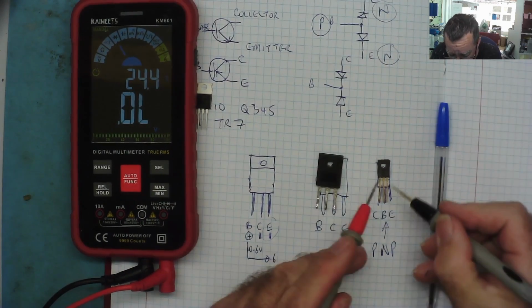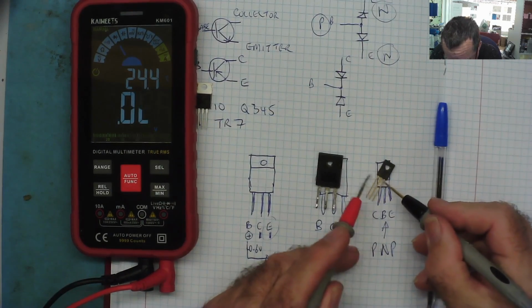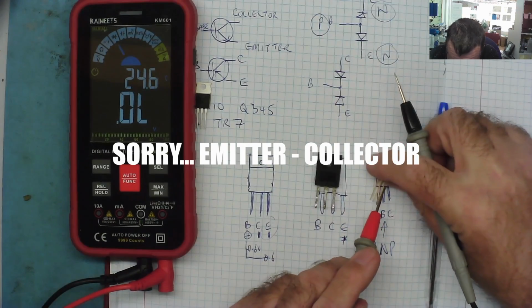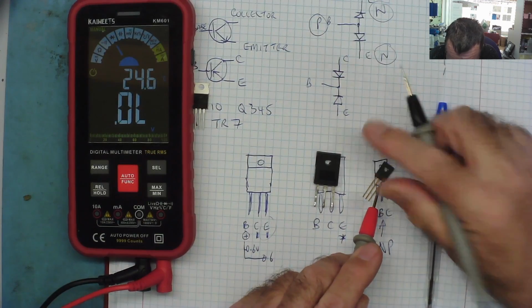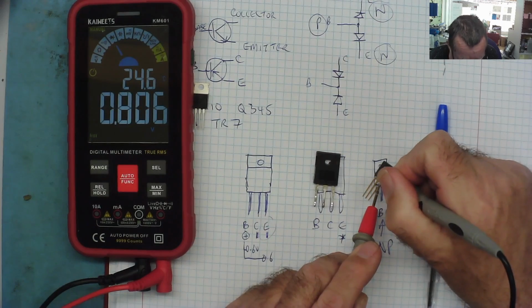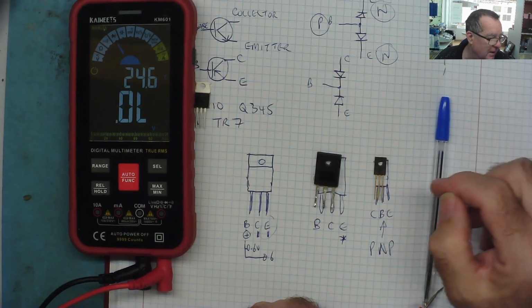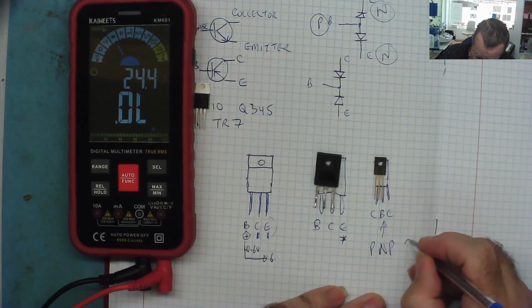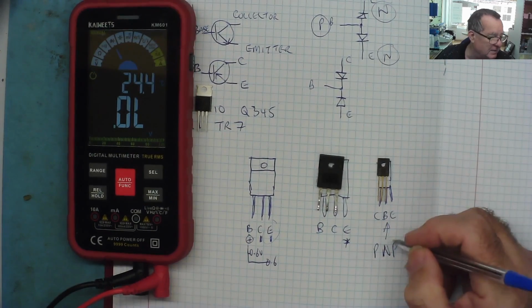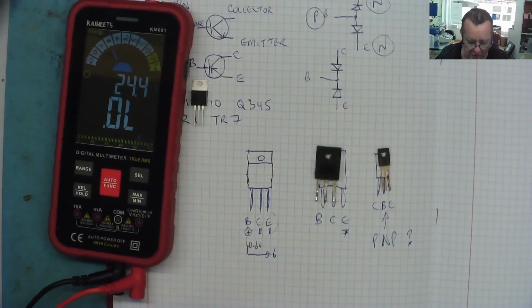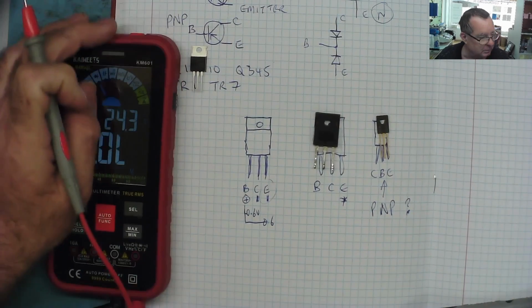But this one, if we go between the other two legs, base collector, we're getting some readings, see it? Which suggests either this is a faulty transistor or there's something unusual about it. So we'll put that in the component analyzer. We'd have to put a question mark against it. It looks like a PNP transistor and the base in the middle, but it's a little bit odd. Let's look at two more and then we'll get our component analyzer and we can double check.